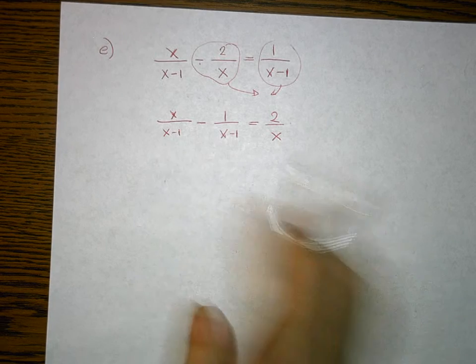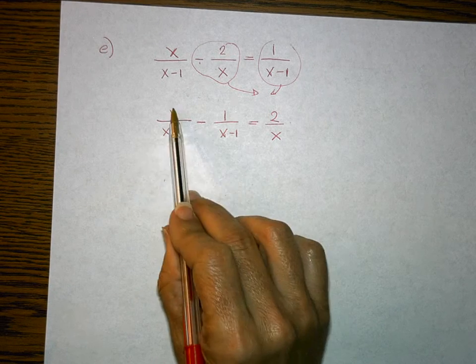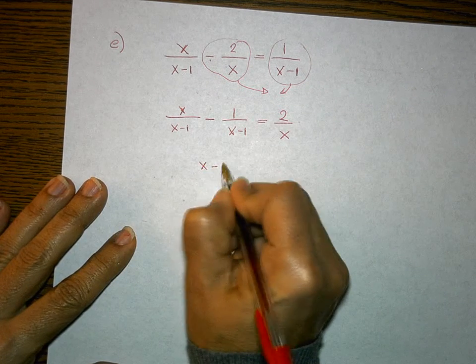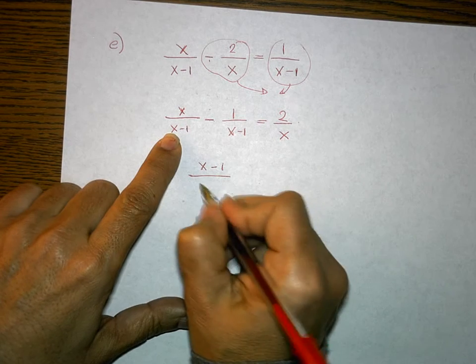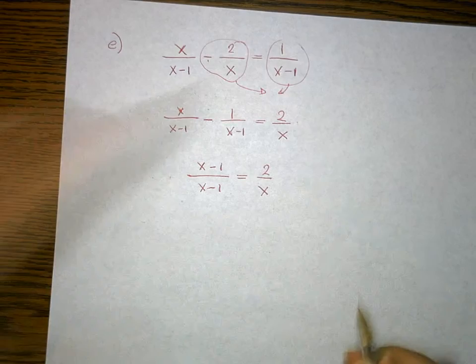So now I have common denominators. Anytime I have common denominators, I can just take care of the operation in the numerator. So I would have x minus 1 all over the denominator of x minus 1, which equals 2 over x.